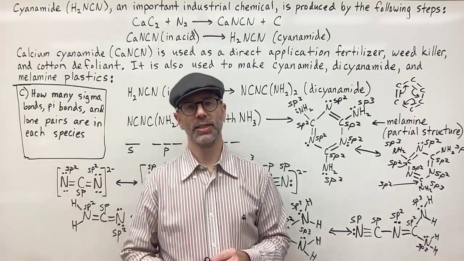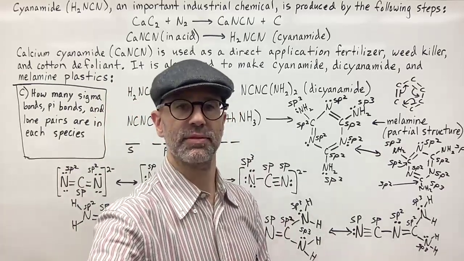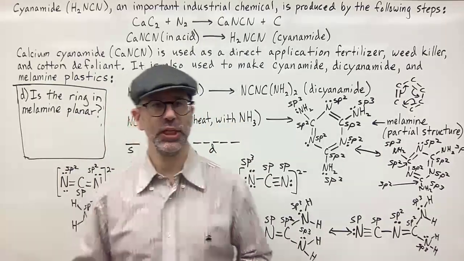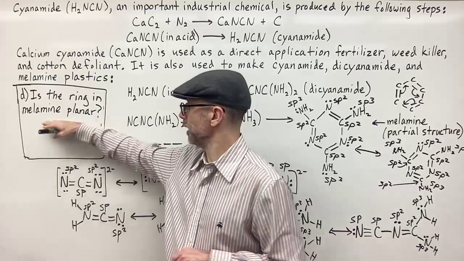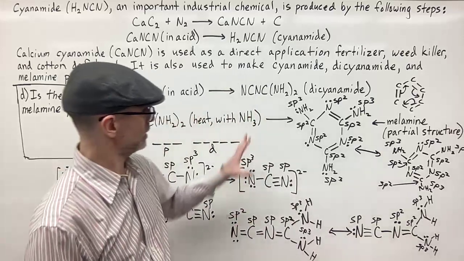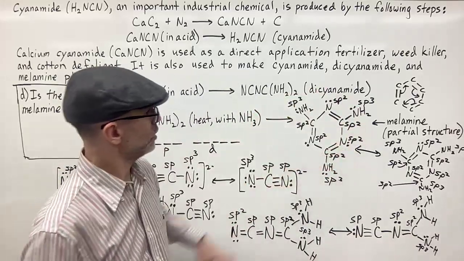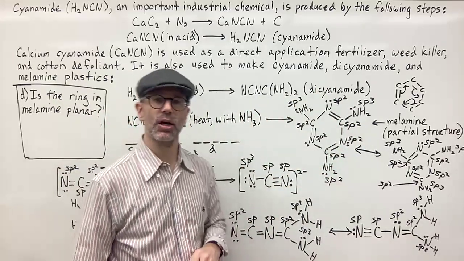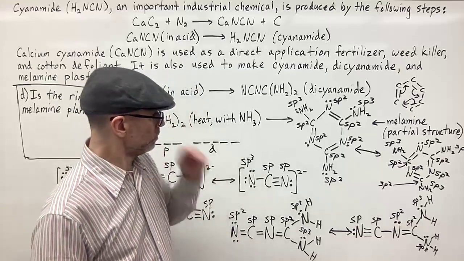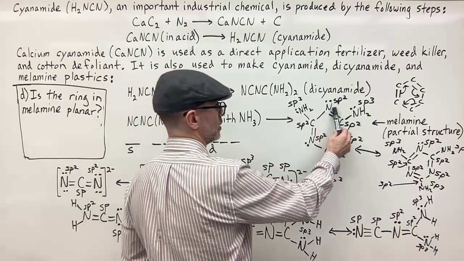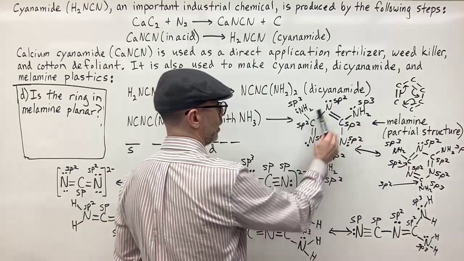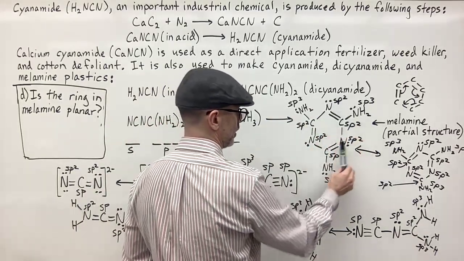Let's go on to part D. And so the question for part D is, is the ring in melamine planar? So where's melamine? This is our melamine right here. So is this a planar ring? Well, let's take a look. Look at all the atoms in the ring. They all have what hybridization?